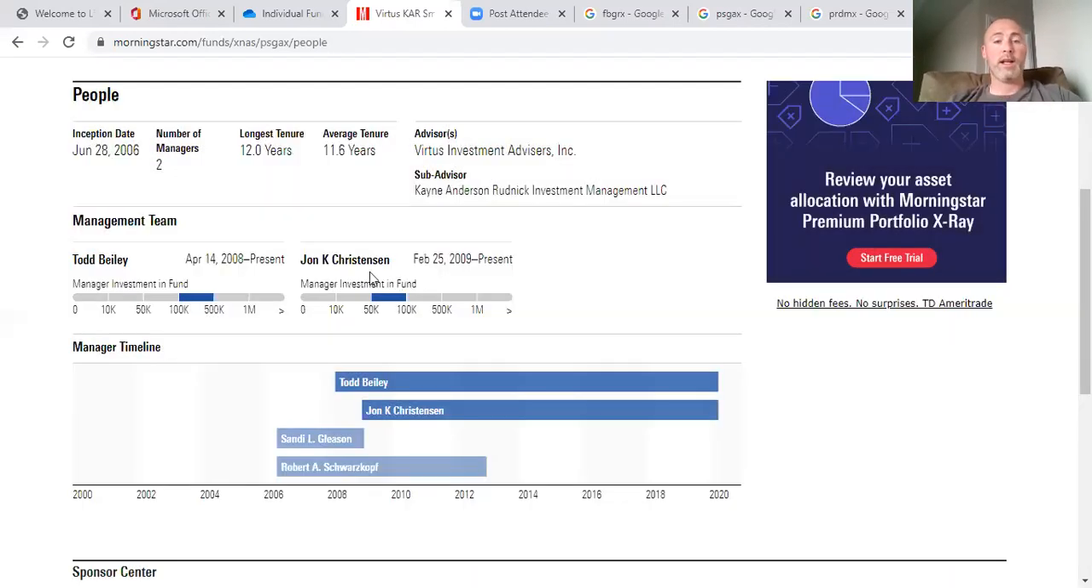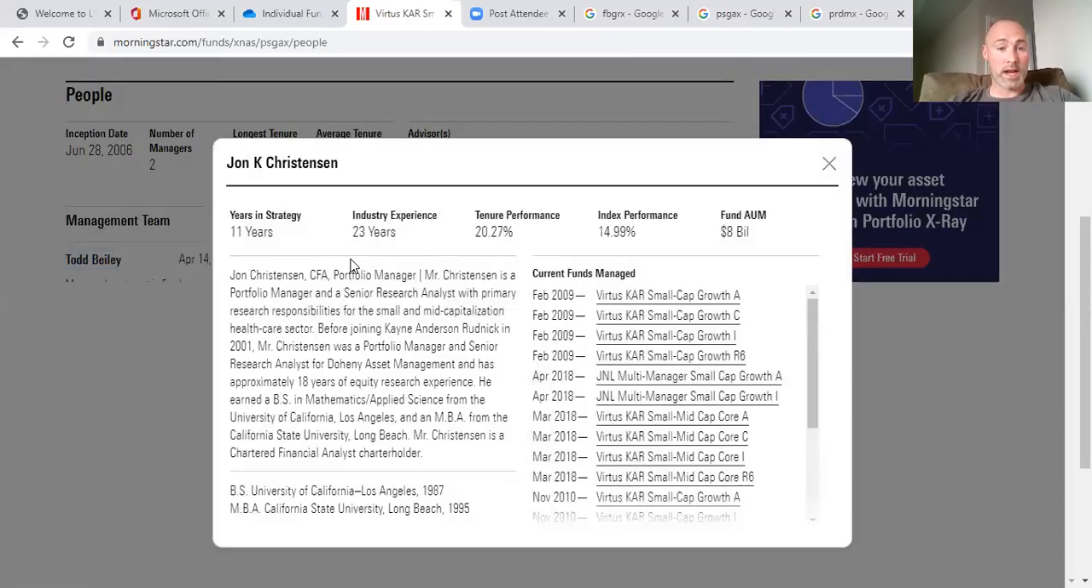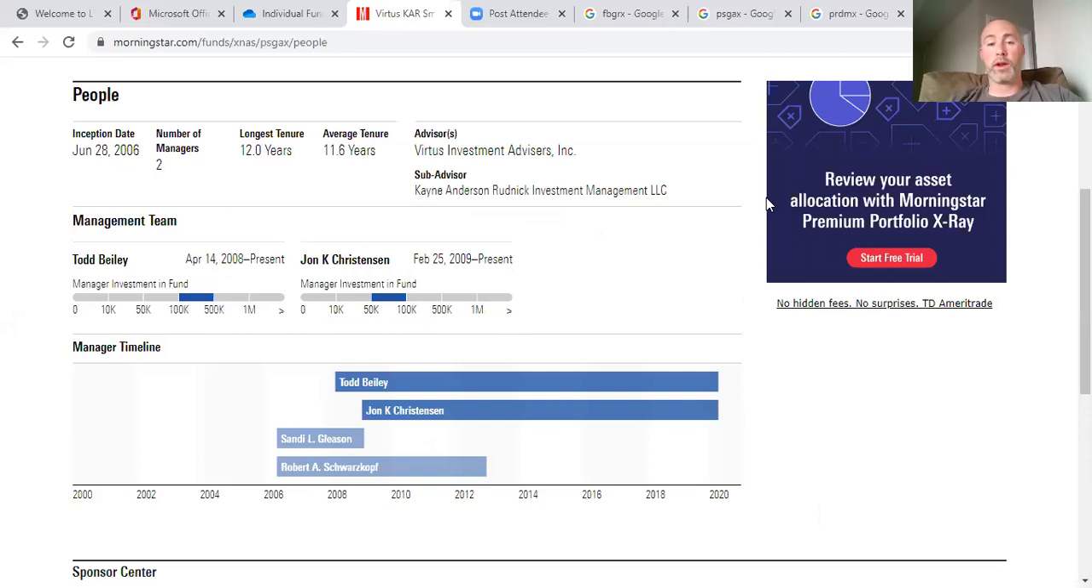There's another guy, John Christensen, not Lincoln Way East, John Christensen, from a couple years ago. Some of you guys might remember. He's been in this mutual fund for 11 years, 23 years in the game. All the stats are really good about John and Todd, who are running the show.